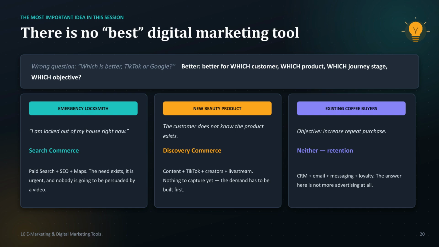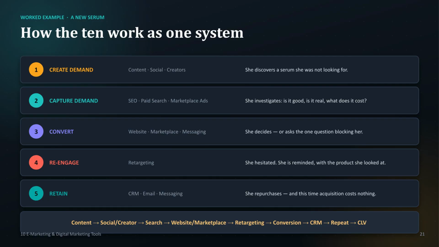There is no best tool. An emergency locksmith needs search and maps, but a new beauty brand needs discovery and content. Always choose your tools based on the customer, the product, and your current business objective. When these 10 tools work together, they form a 5-stage system: create demand, capture it, convert, re-engage, and retain. If you skip any stage, you lose the efficiency of the entire journey.